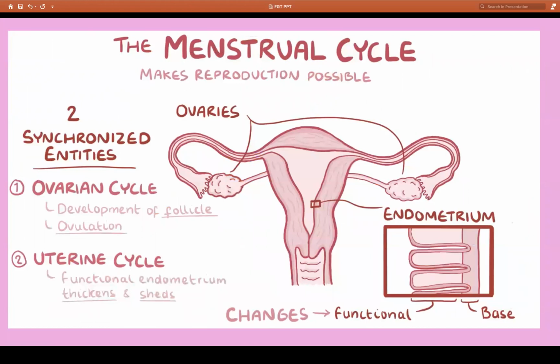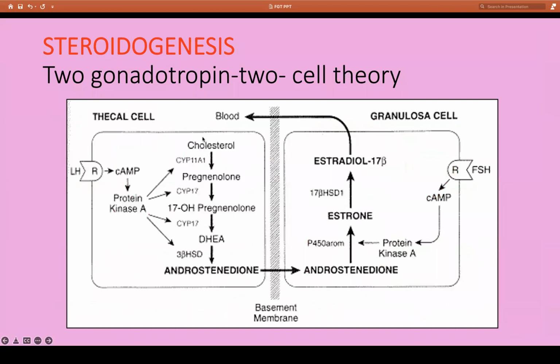So the menstrual cycle has an ovarian cycle and a uterine cycle. In the ovarian cycle, development of the follicle and ovulation happen under the influence of hormones. In the uterine cycle, the functional endometrium thickens and sheds. So the changes are functional here, and then there are hormonal changes.